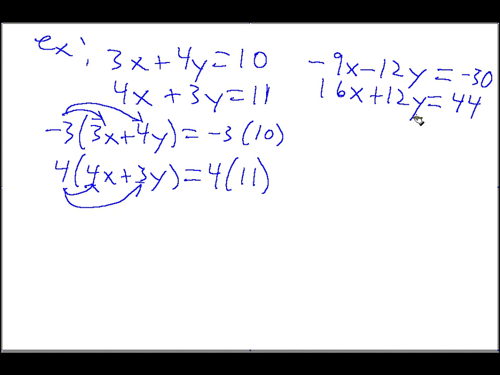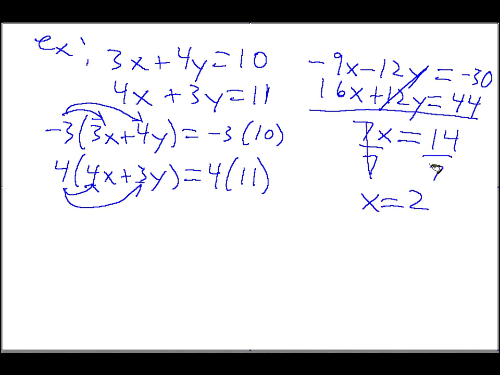So now I can add it vertically because the y's will cancel out. So if I add these two equations vertically, y's drop off. What is negative 9x plus 16x? That's positive 7x. Equal to what? Equal to negative 30 plus 44. That's positive 14. All right? As you can see. Okay then, so then dividing both sides by 7, we see the solution to be 2. Okay, for x is positive 2.